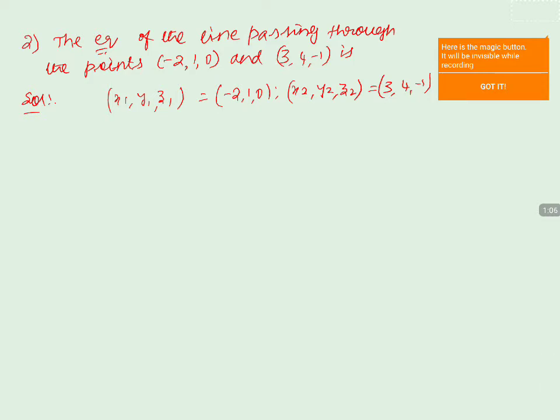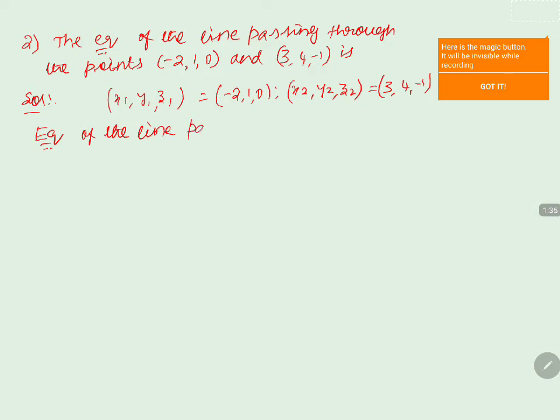Equation of a line passing through the points x1, y1, z1 and x2, y2, z2 is (x minus x1) by (x2 minus x1) is equal to (y minus y1) by (y2 minus y1) is equal to (z minus z1) by (z2 minus z1). So the formula is the equation of the line.